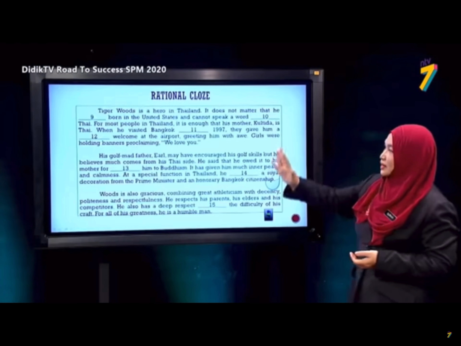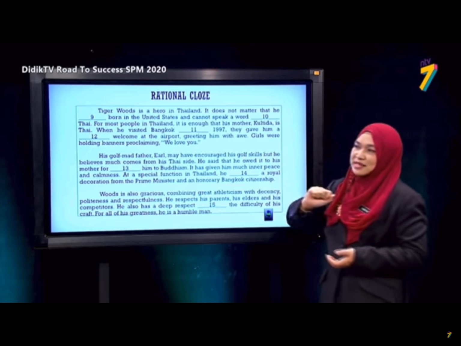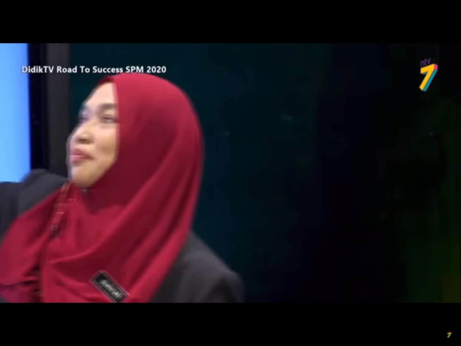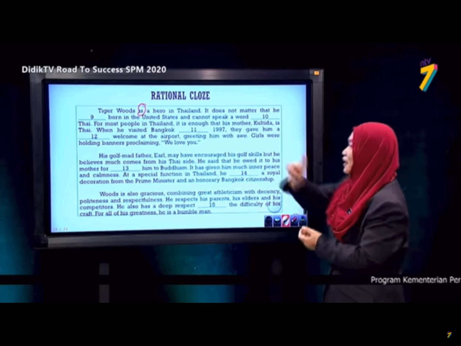So this is what we call rational cloze. Now tell me, how can you identify whether the passage is in present tense or past tense? Look at the verbs. So where is the verb in the first line? Is. Very good. This is a helping verb. In English, for SPM level, you need to know at least 2 kinds of verbs: motion verbs, which are movements, or helping verbs. We have is, are, was, and were. So clue number 1 is this one.